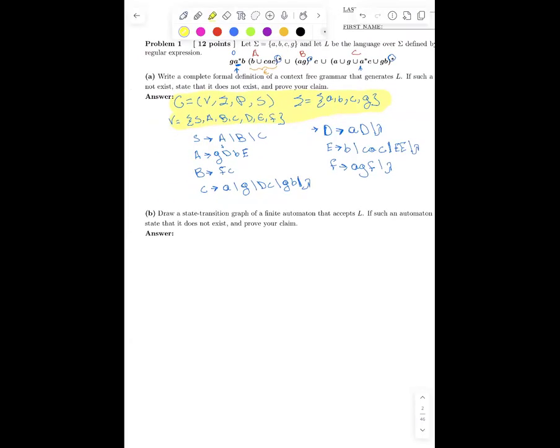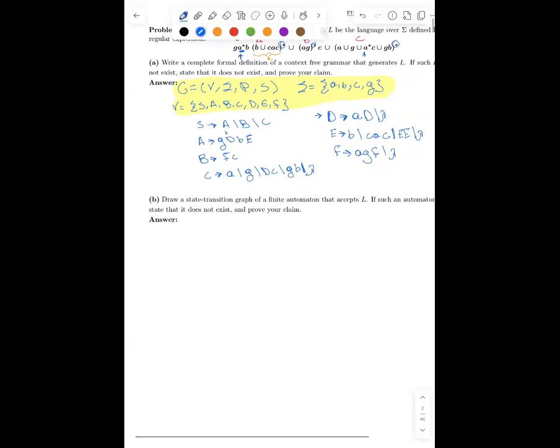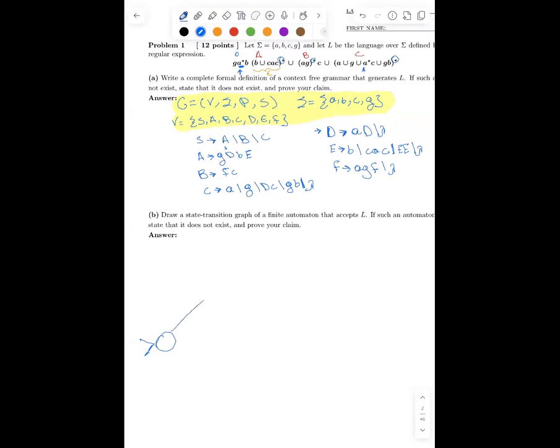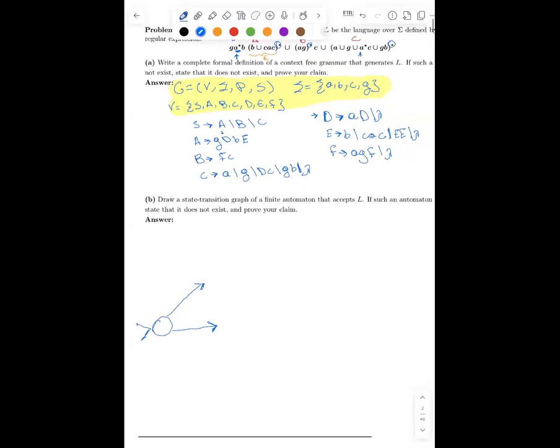And then I just need to draw the state diagram. For the state diagram, I need a start state, which is this arrow with a circle. And then I'm using the two ors, so I will have 3 arrows, one for A, one for B, and one for C.